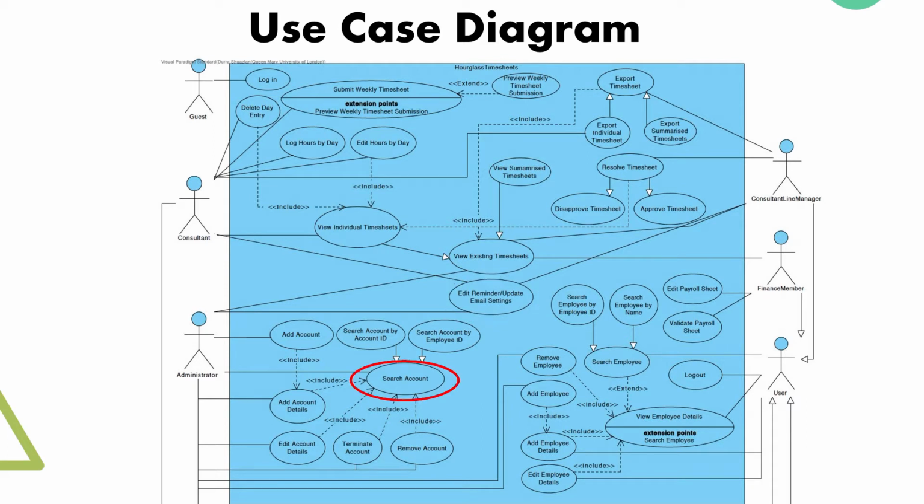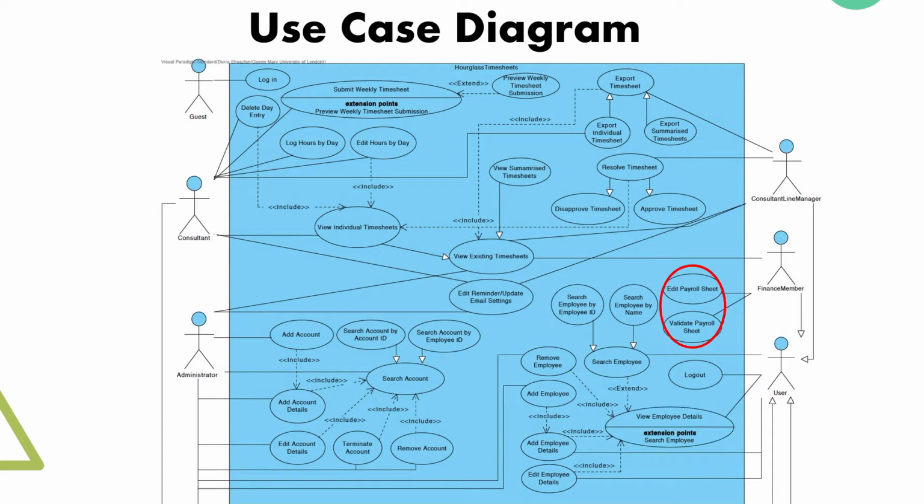Moving on to the bottom half of the use case diagram, administrators can search for accounts in order to add accounts, which involves adding account details. They can edit account details such as usernames, passwords, account type, and employee number, and terminate or remove accounts. All users will be able to view employee details by clicking an employee name on certain interfaces or searching for the employee first in order to view their details. All users can edit their own details, and managers can remove or add employees, which requires viewing their details first.